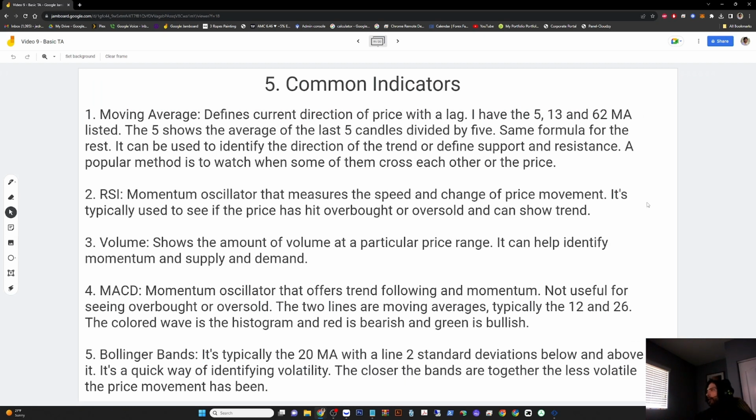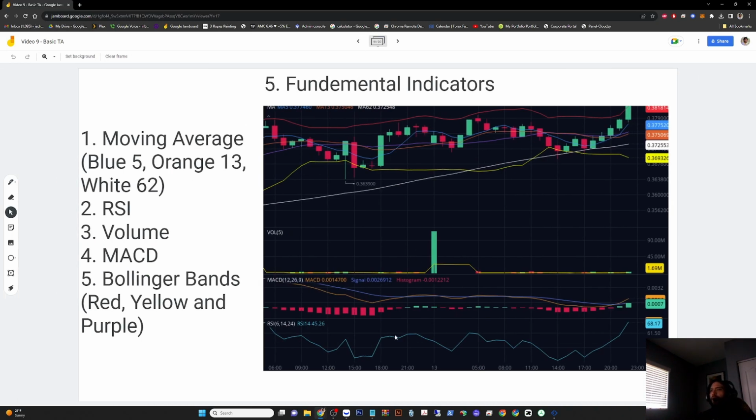RSI, a momentum oscillator that measures the speed and change of price movement. It's typically used to see if the price has hit overbought or oversold and can show trend. Here's your RSI. You can see there's an uptrend clearly identified here.